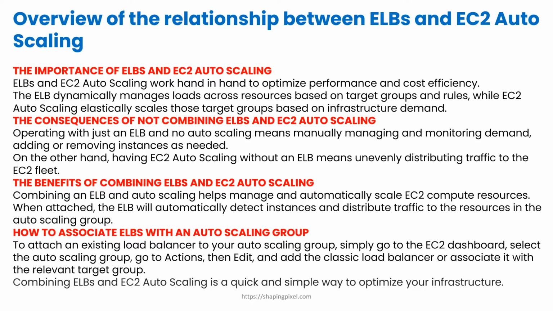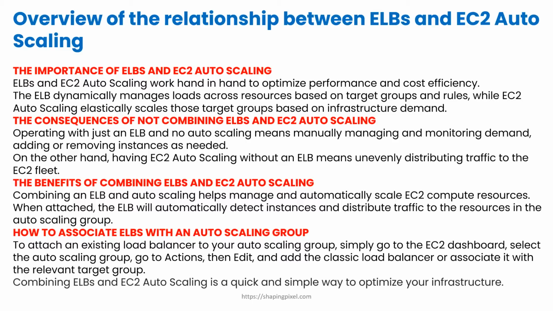So let's dive into an overview of the relationship between ELBs and EC2 autoscaling. ELBs and EC2 autoscaling work hand in hand to optimize performance and cost efficiency. The ELB dynamically manages loads across resources based on target groups and roles, while EC2 autoscaling elastically scales those target groups based on infrastructure demand. Operating with just an ELB and no autoscaling means manually managing and monitoring demand, adding or removing instances as needed. On the other hand, having EC2 autoscaling without the ELB means unevenly distributing traffic to the EC2 fleet.